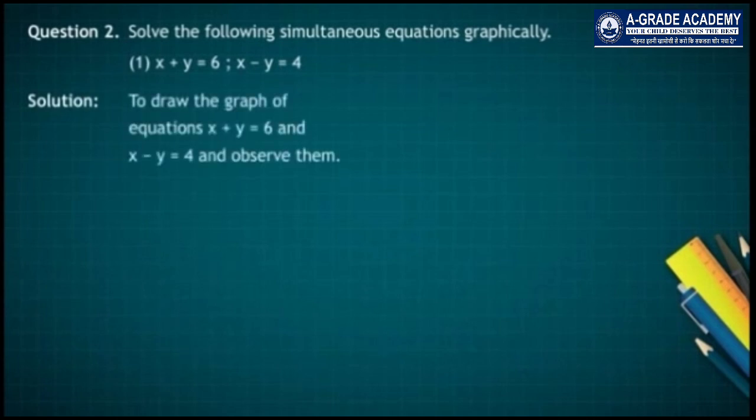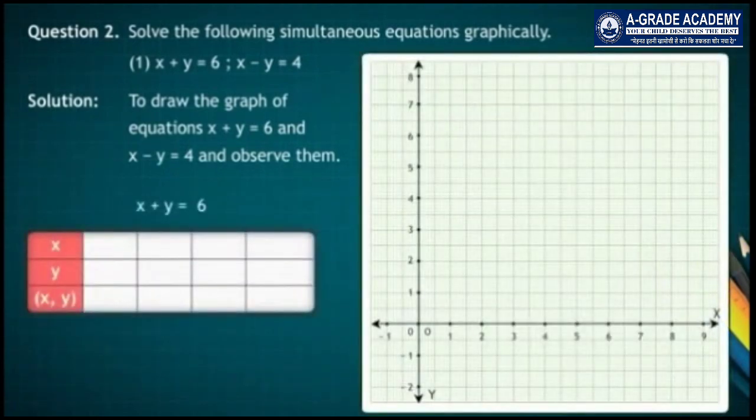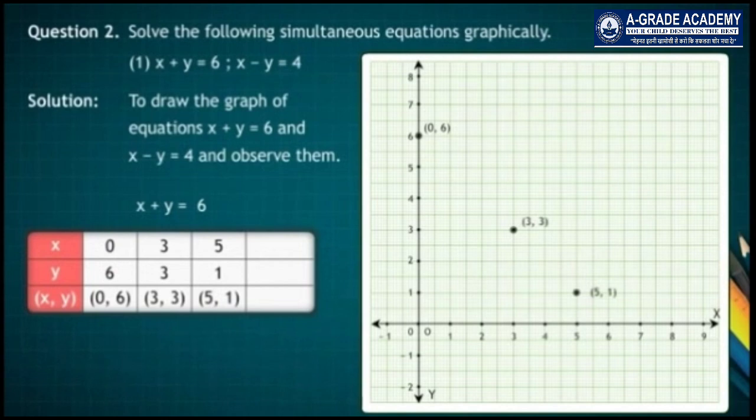Solution. To draw the graph of the equations x plus y is equal to 6 and x minus y is equal to 4, and observe them. x plus y is equal to 6. x is 0, y is 6, (x, y) is (0, 6). x is 3, y is 3, (x, y) is (3, 3). x is 5, y is 1, (x, y) is (5, 1). x is 7, y is minus 1, (x, y) is (7, minus 1).